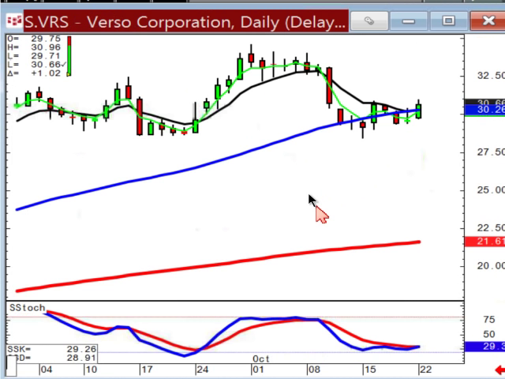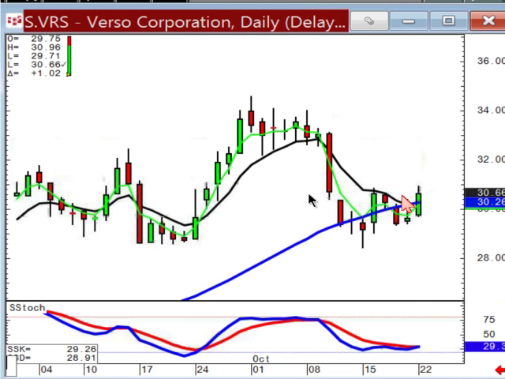BRS, another one that's telling you there's some buying occurring right here on the 50 with a little inverted hammer. Another one that could likely bring you back up to the top of the trend channel.